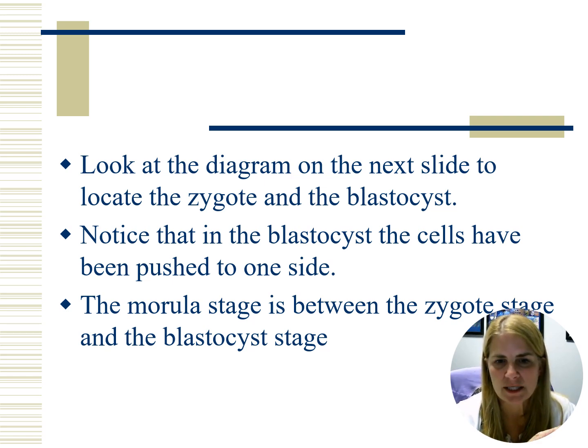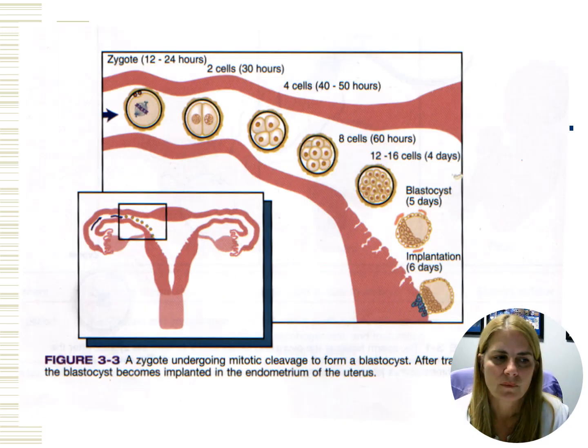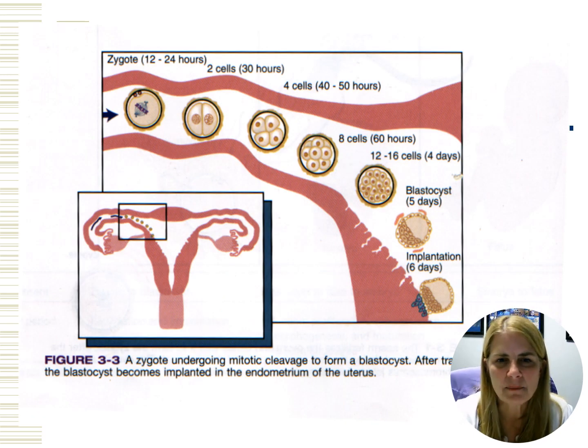And the blastocyst cells will be pushed to one side, and then the morula is when it's just a ball of cells. So between the zygote stage and the blastocyst stage, which occurs about day 6, right before implantation on day 6. And when we look at this, it's amazing to me how quick everything happens. So we've got the zygote, the ovum and sperm, then we've got cleavage that occurs, so the zygote undergoes meiosis and splits into more cells.